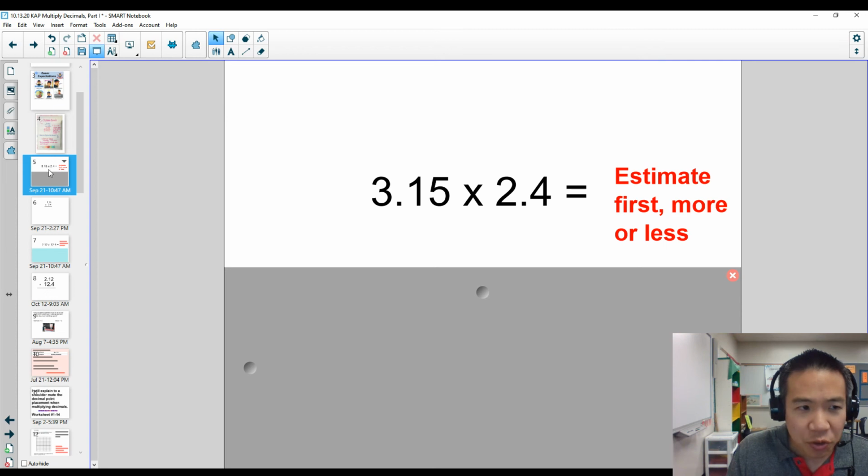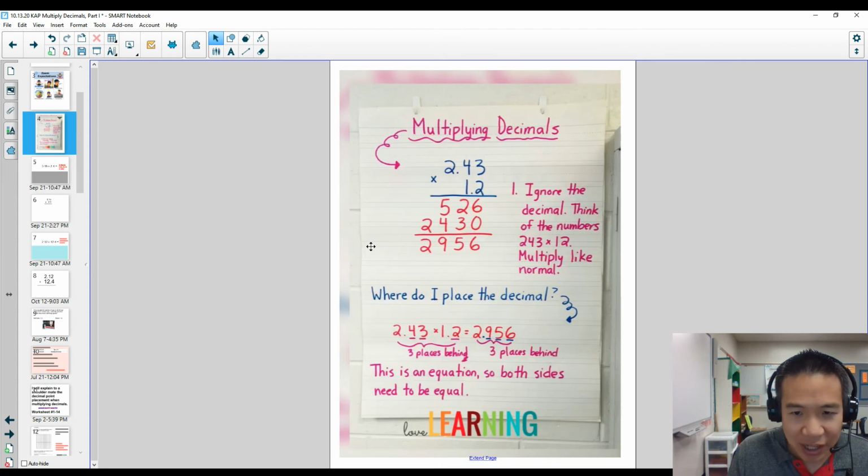So, how do you multiply decimals? As a reminder, you did learn this in fifth grade. You ignore the decimal point. If I ignore this decimal and ignore this decimal, what two numbers do you see? 243 times 12. Then you multiply like normal. Then, where do I place the decimal?